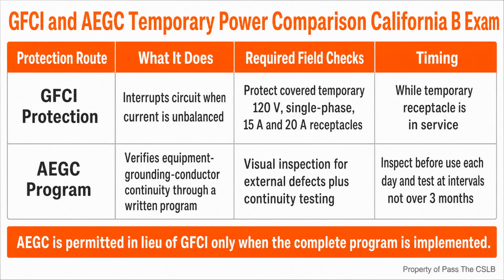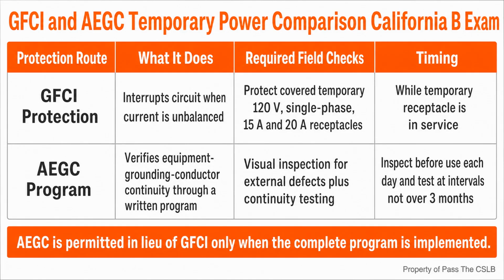The Assured Equipment Grounding Conductor program works differently. It is not simply a different device plugged into the same box. It is a written program that uses inspection and continuity testing to verify the equipment grounding path. The program requires a visual inspection before use each day for defects such as damaged insulation or missing grounding pins. It also requires continuity testing at intervals that do not exceed 3 months.